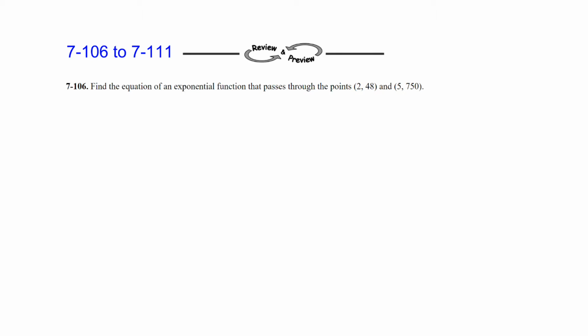So I'll show you the table method, and then if I have time, maybe show the system, or at least write it so you can see where it came from. First, let's go ahead and just set up a table. So 0, 1, 2, that point is at 48, 3, 4, 5, that one is at 750.